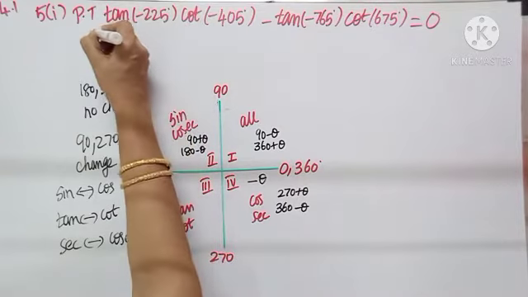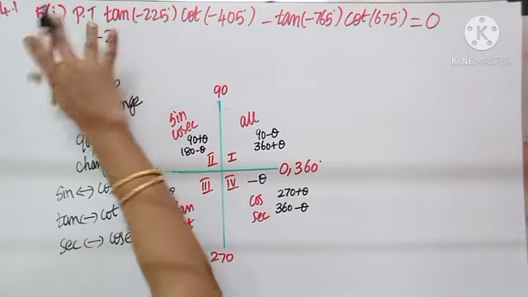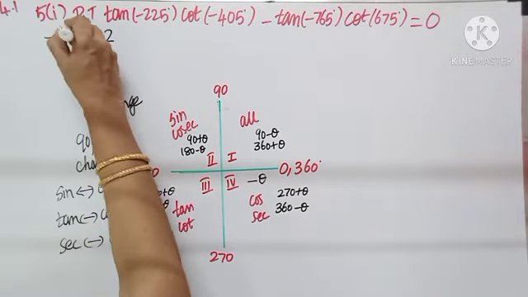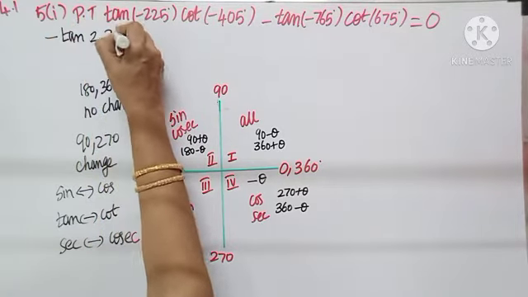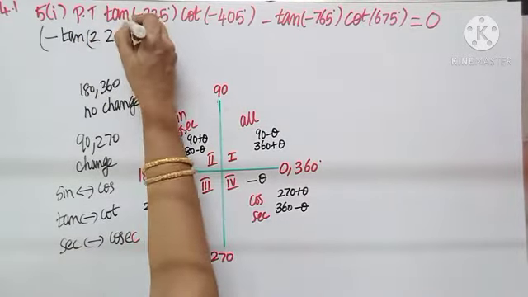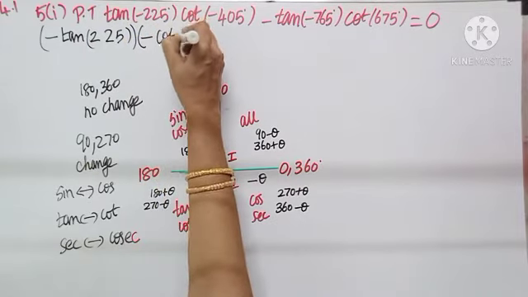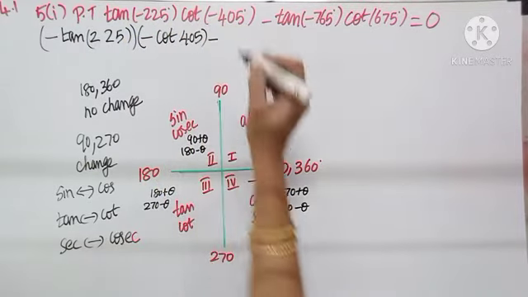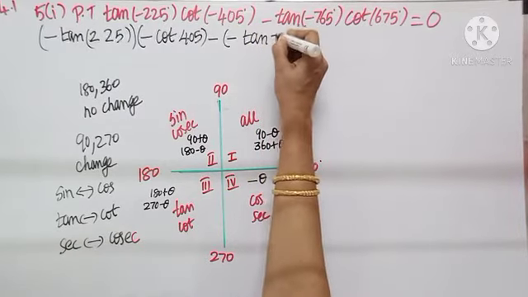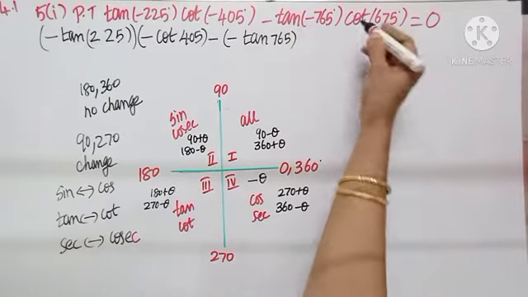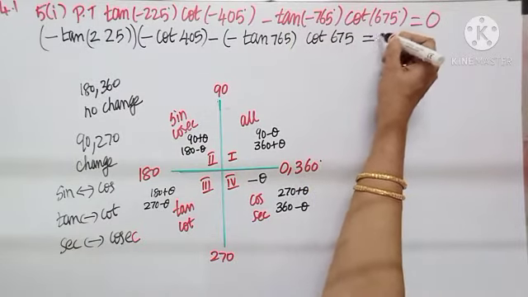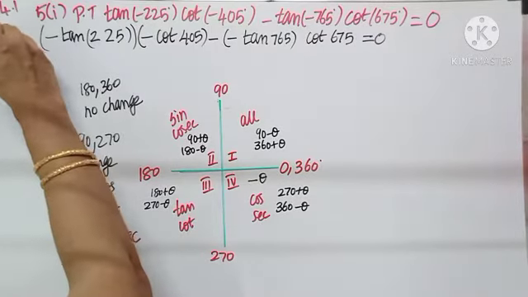Tan minus 225 will become minus tan 225. Cot minus 405 will become minus cot 405. Minus tan minus 765 will become minus tan 765. Cot 675, it is already positive, write as it is. We want to show this is equal to 0.